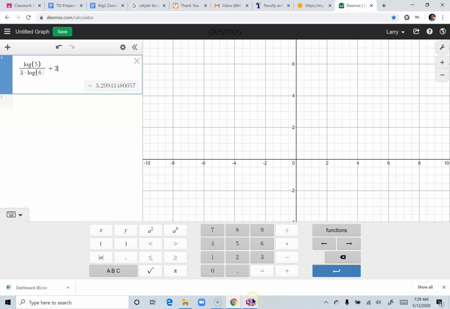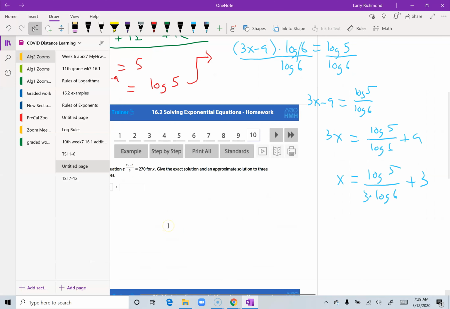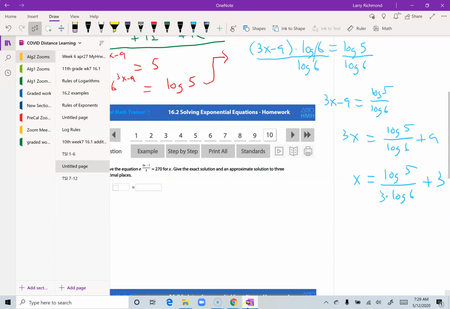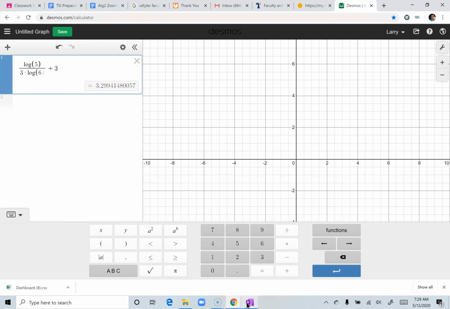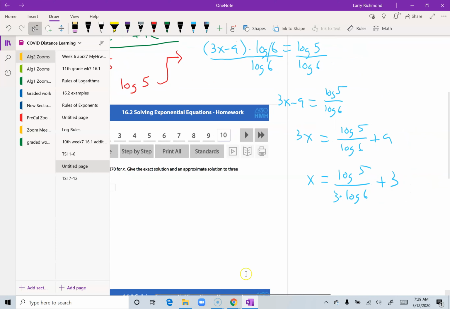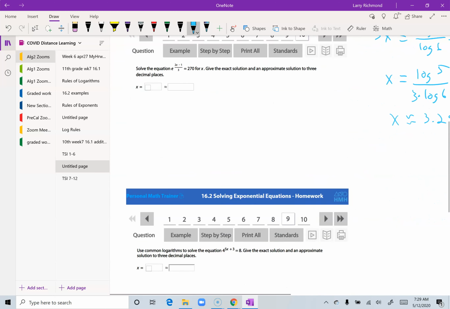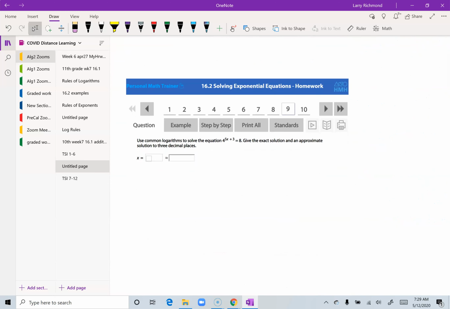3.299, and the problem said give the exact solution, this is the exact solution here, and an approximate solution to 3 decimal places. So our approximate solution would be 3.299. Again, this is the exact solution, just like we might leave it as square root of 3, and our approximate is 3.299. Alright, next.